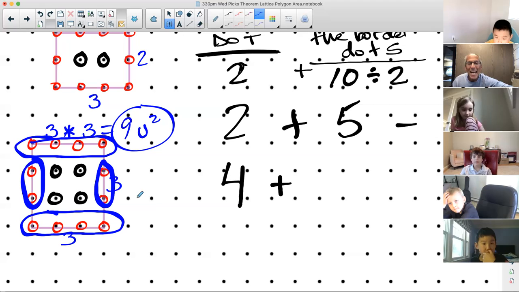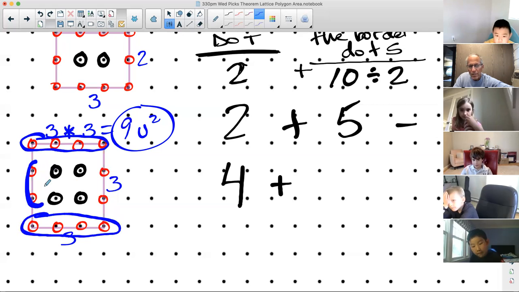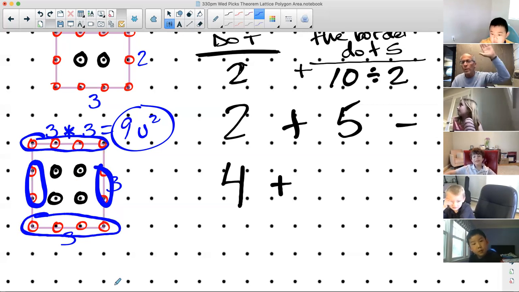12. Yes, Roman is right. It is 12 because it's 4 plus 4 is 8 plus 2 is 10 plus 2 more is 12. Roman, big high five for you.